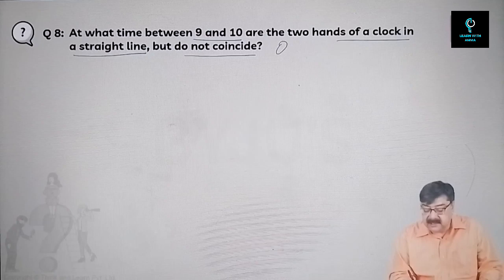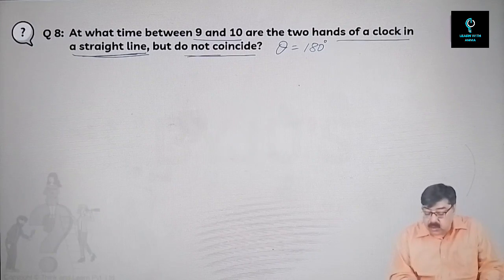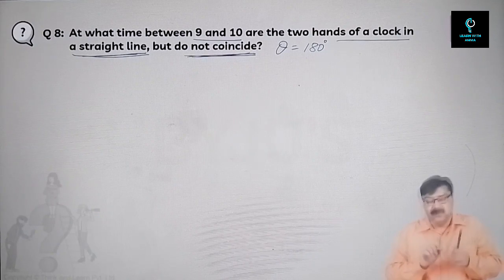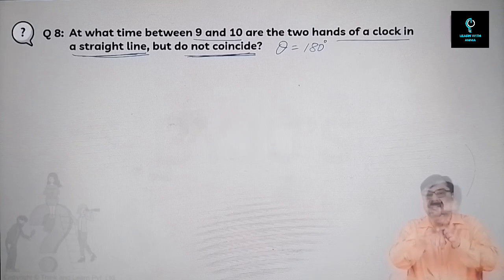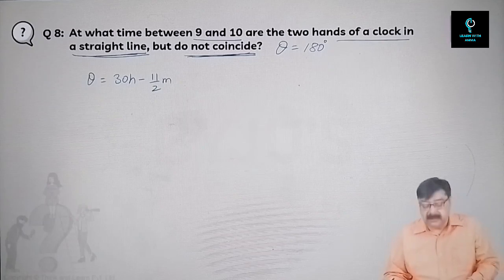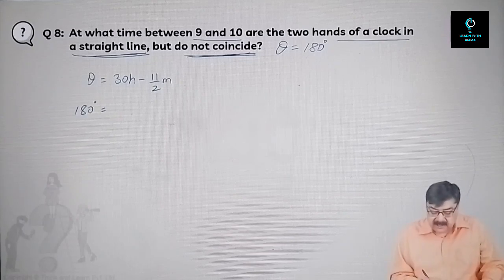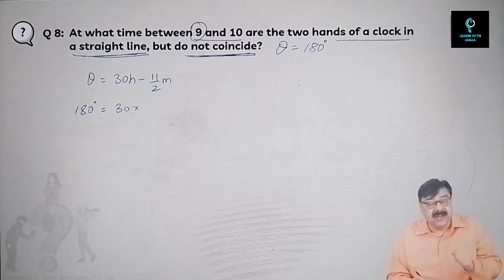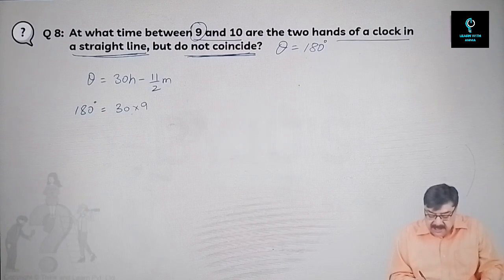That means theta here has to be 180 degrees. They are in a straight line and do not coincide, do not overlap. So straight line will mean something like this. So let us apply the formula. Theta is equal to 30h minus 11 by 2m. So 180 is equal to 30 into the h value, which will become the first hour point between 9 and 10, and that is 9. So 30 into 9 minus 11 by 2m.